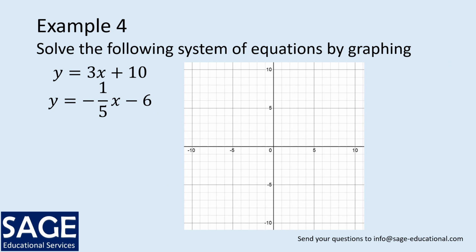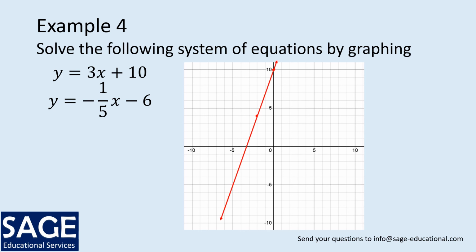So here's example 4. We want to solve this set of equations. So for the first equation, I see y is equal to 3x plus 10. I start with the intercept, and then I can get another point by substituting any value for x. Let's say x is equal to -2. And when I substitute x is equal to -2, I get y is equal to 4. And since I have these 2 points, I can draw the line through them.